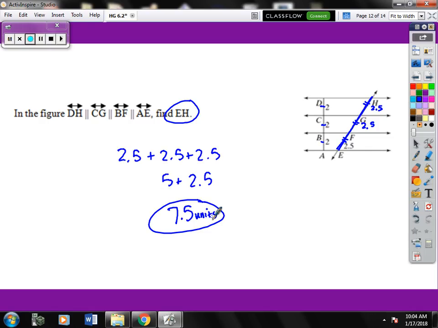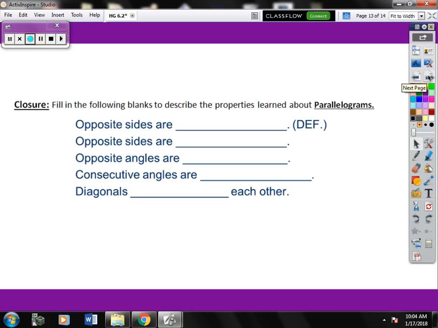The closer just has you filling in the blanks with the definition and the theorems we learned today. We don't have time to do that because the bell's about to ring, but you guys should be able to do that from the front of your notes.